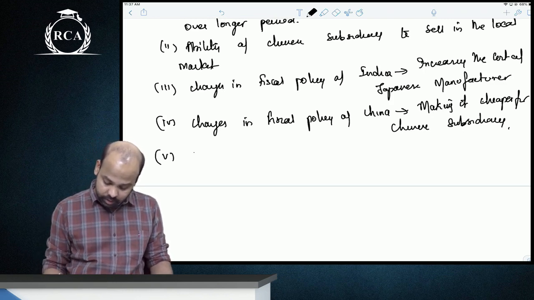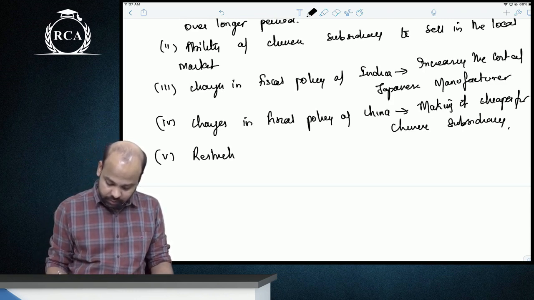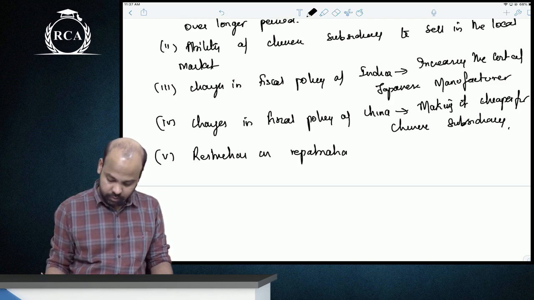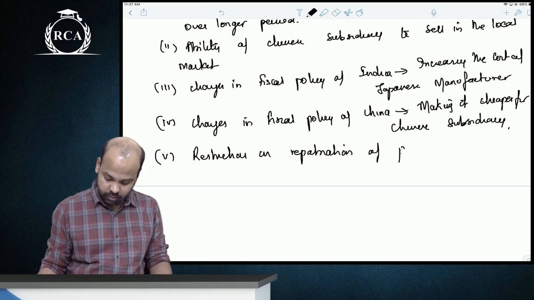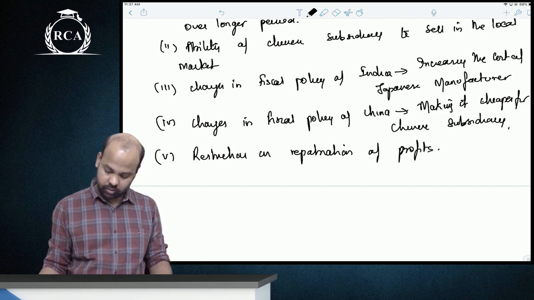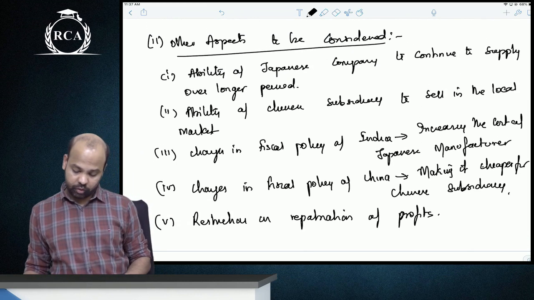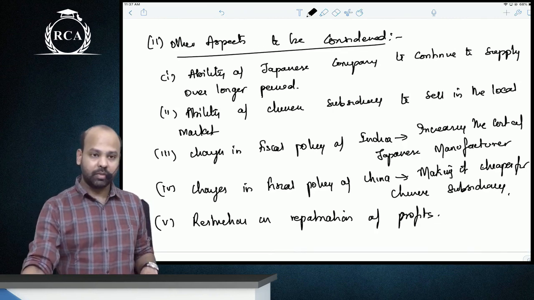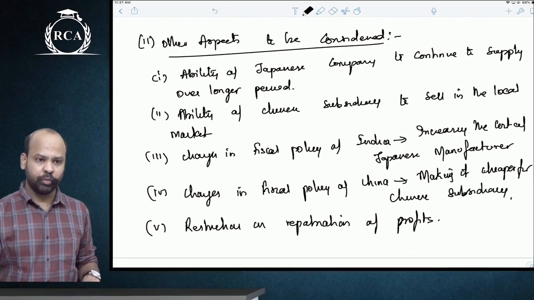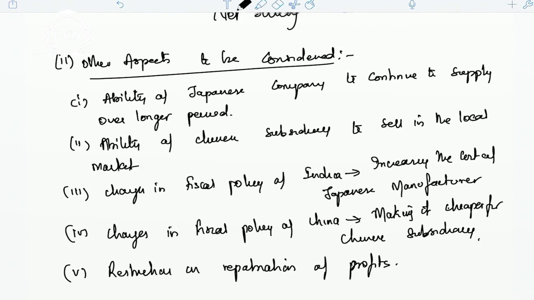And then beta, restrictions on repatriation. Restrictions on repatriation of profits. Are we clear about this? Yes. I'm zooming in as such, guys. Check karo. I'm zooming in.